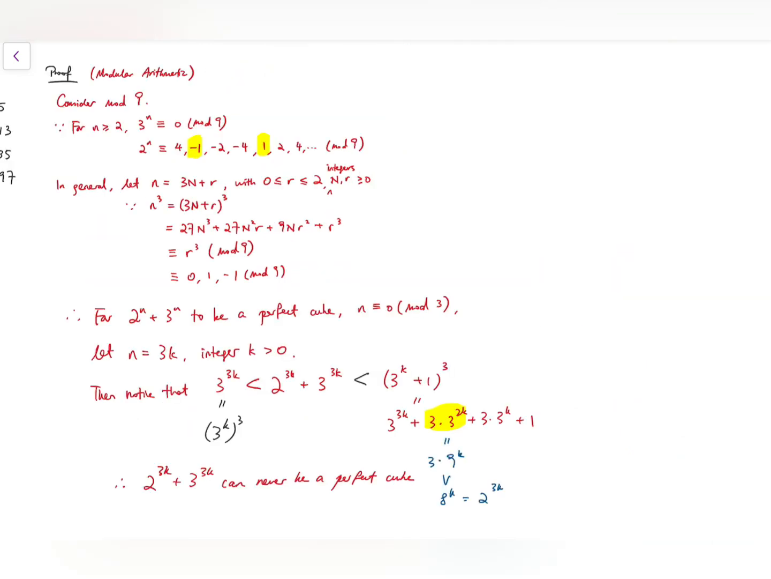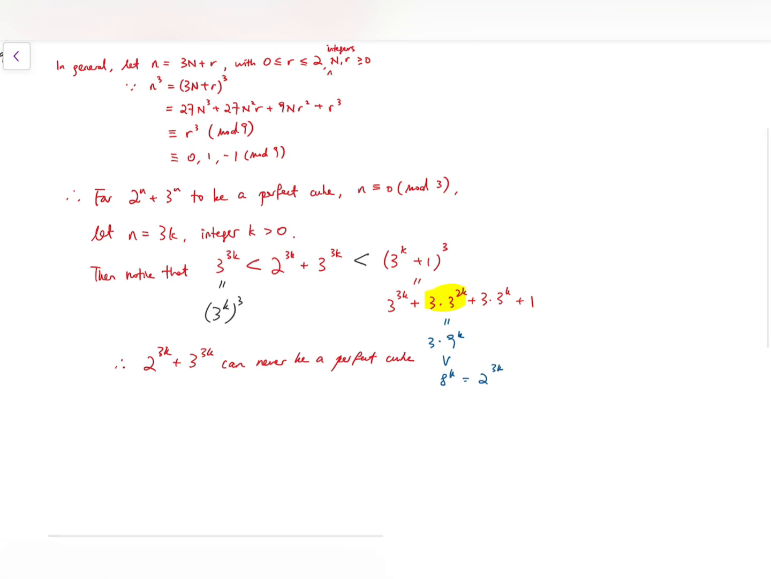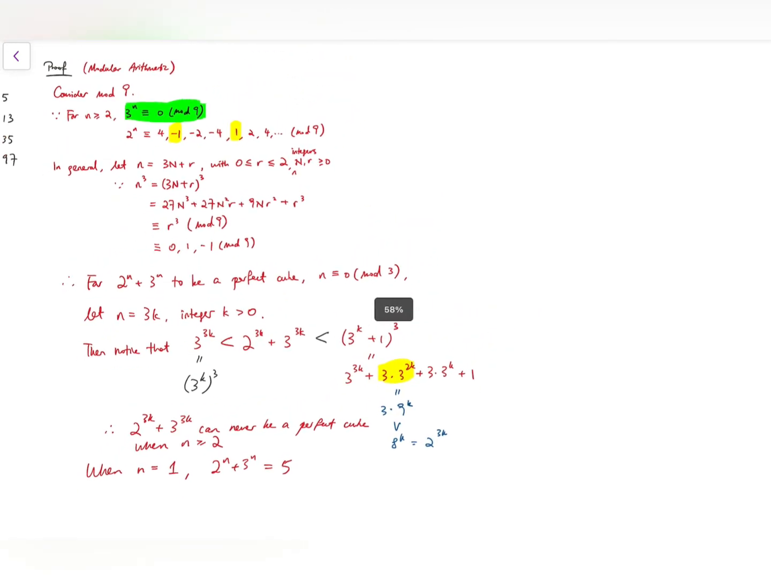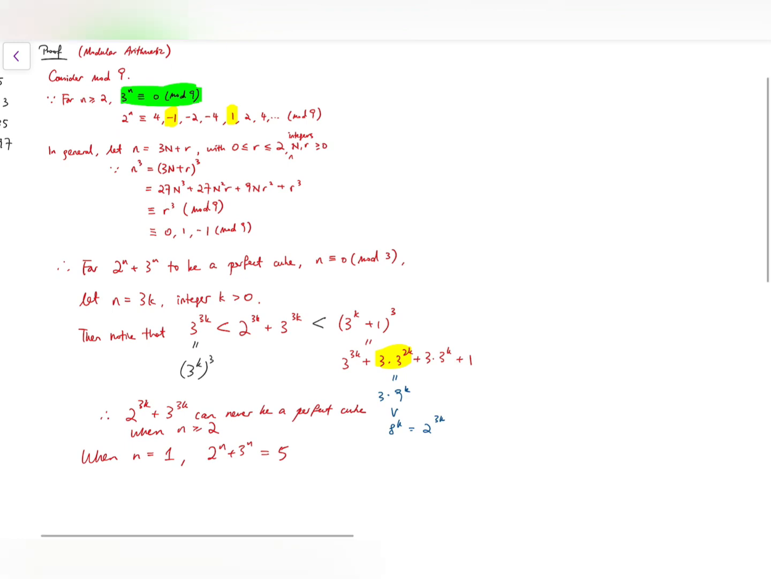To wrap up our proof, there's actually one more minor detail that we should take care of, which is that the result that 3 to the power n is congruent to 0 mod 9 is based on the assumption that n is greater than or equal to 2. So we need to add just an extra line at the end to take care of the case when n equals 1. Of course, again, it's not a perfect cube. So then our proof, the things written in red, will be complete.